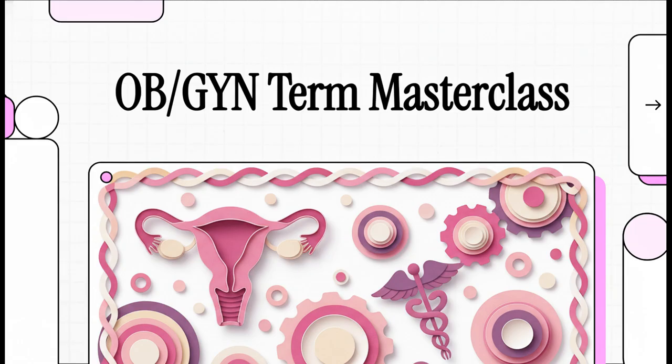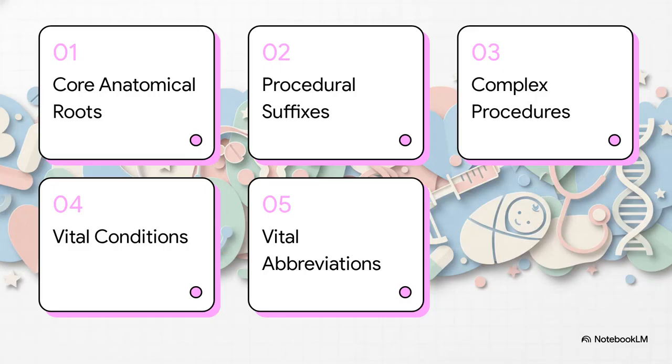We're going to focus strictly on the vital anatomy and surgical procedural words that are practically guaranteed to pop up on your test. So here's our game plan for today. 1. Core OB/GYN anatomical roots. 2. High-yield procedural suffixes. 3. Decoding complex surgical procedures. 4. Vital conditions and complications. And finally, number 5, must-know certification abbreviations. We're going to treat this material like a predictable code, building right from those raw anatomical coordinates all the way up to the complex procedures.